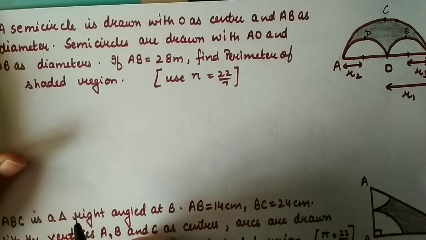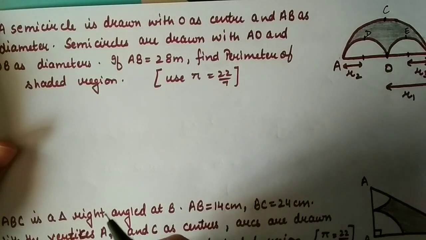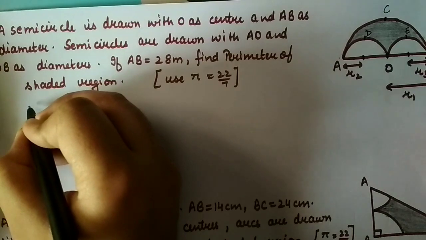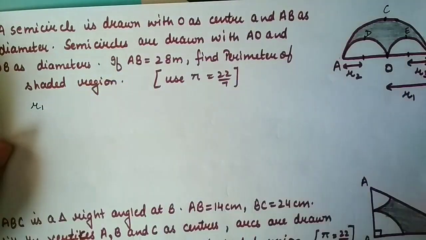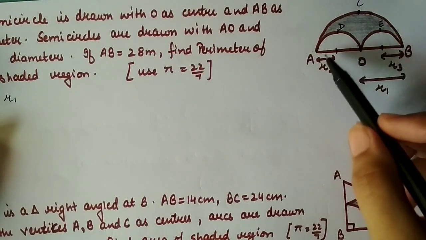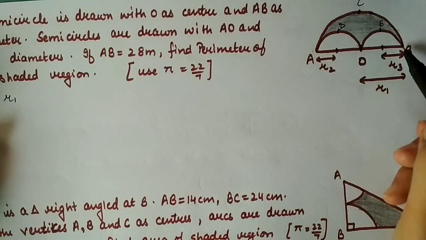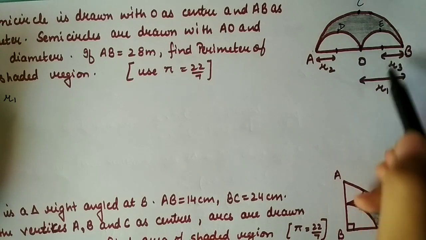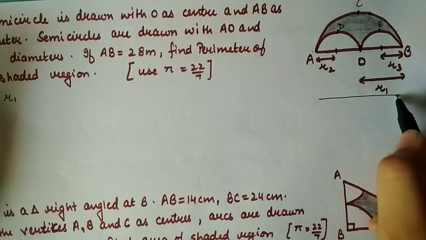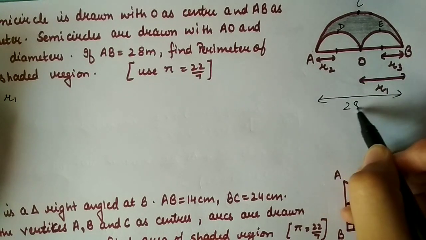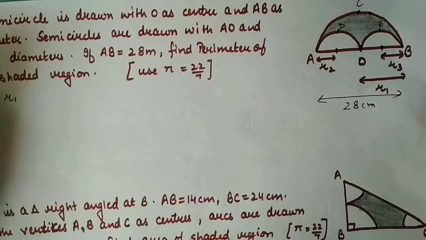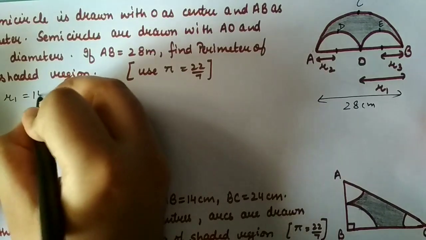Now the length of the arc of a semicircle, or circumference of a semicircle, is pi r, and let us find out the radius. We have named the radius of semicircle ACB as R1. So what is R1? AB is given to be 28 centimeter, and R1 is half of 28 centimeter, that is 14 centimeter. So R1 is 14 centimeter.